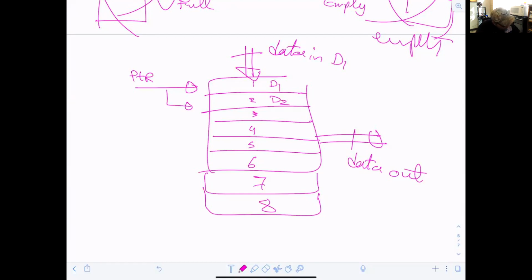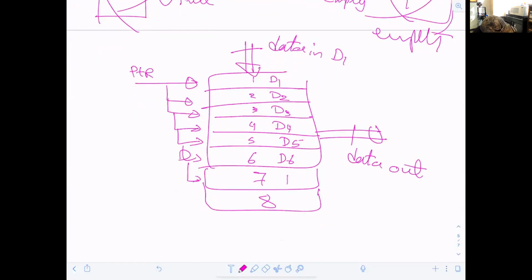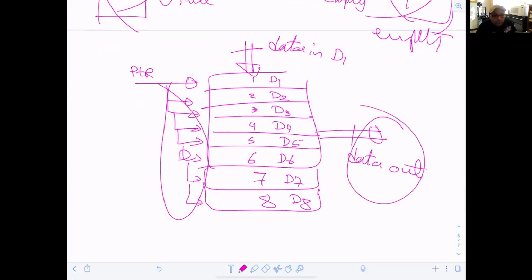And then you push, that will go there, so it's going to be D3. You push, it's going to be D4. You push, D5. You push, D6, right? You push, D7. You push, D8. Can you push here more than that? You can't, right? Till now, I didn't take anything out here, right?